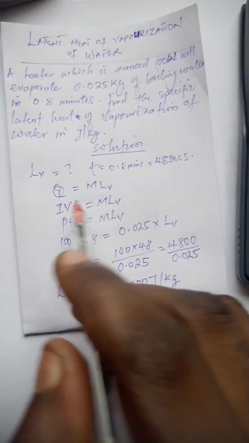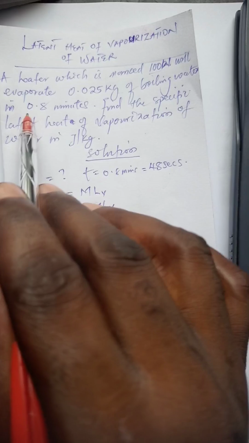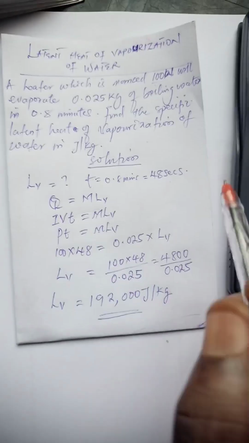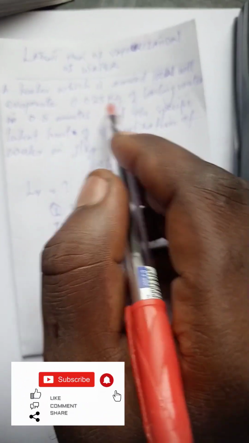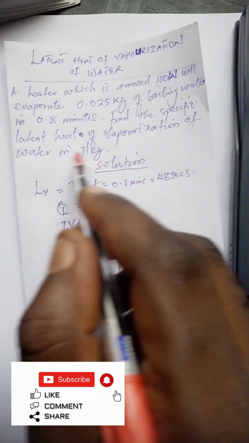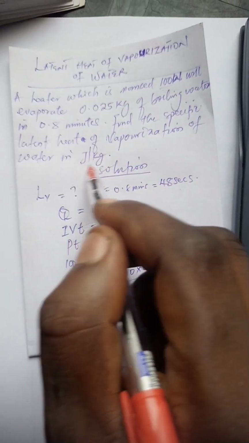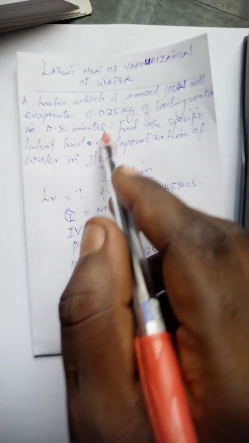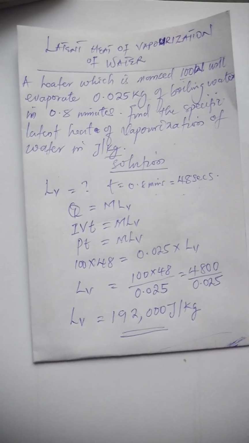Now don't be confused. This calculation has some hidden agenda. You see this 0.8 minutes, please don't go and use 0.8 minutes in your calculation. Convert to seconds, especially when mass is in kilogram and the specific latent heat of vaporization is in joules per kilogram. So the unit must match the standard unit, and the standard unit of time is what? Seconds. So this is it about this question.